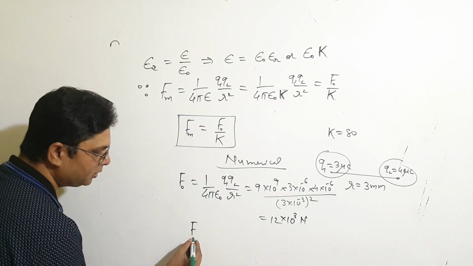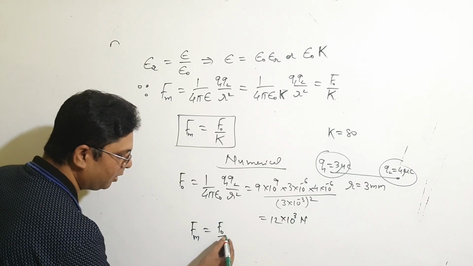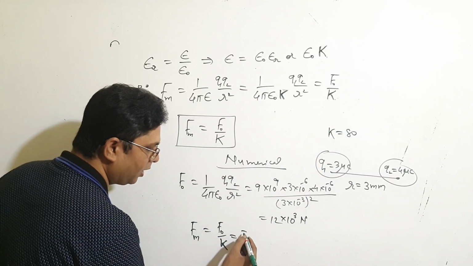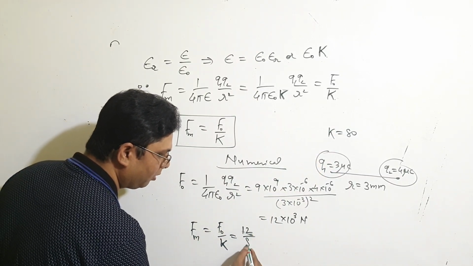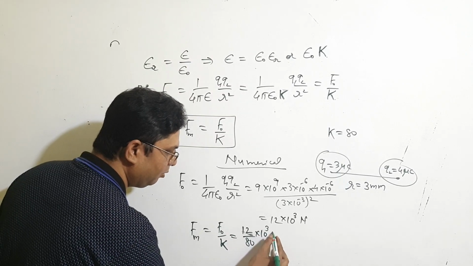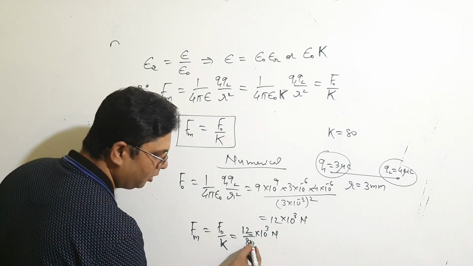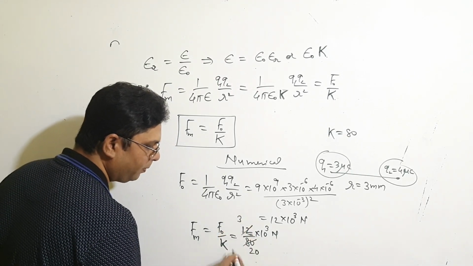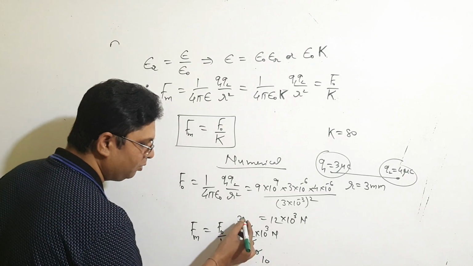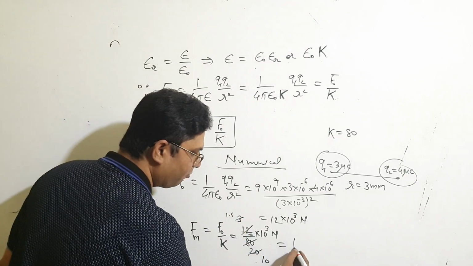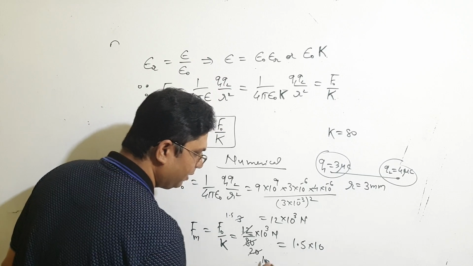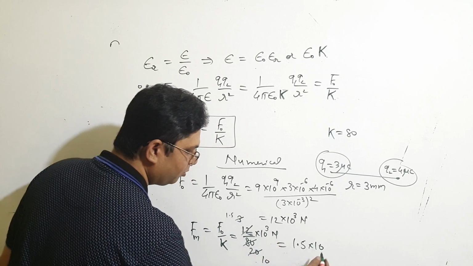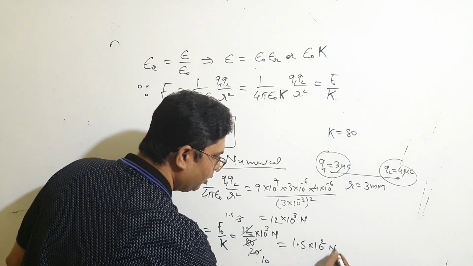When you talk about force in medium, this becomes F naught upon K, and this K is 80, given. So you have 12 upon 80, into 10 to the power 3 Newton. So you divide it by 4. This is 20, 20 divided by 4, this is equal to 3. So divided by 2, it is 10. Divided by 2, it is 1.5. So you have 1.5, 10 to the power. This 10 will be cancelled. 1.5 into 10 to the power 2 Newton.